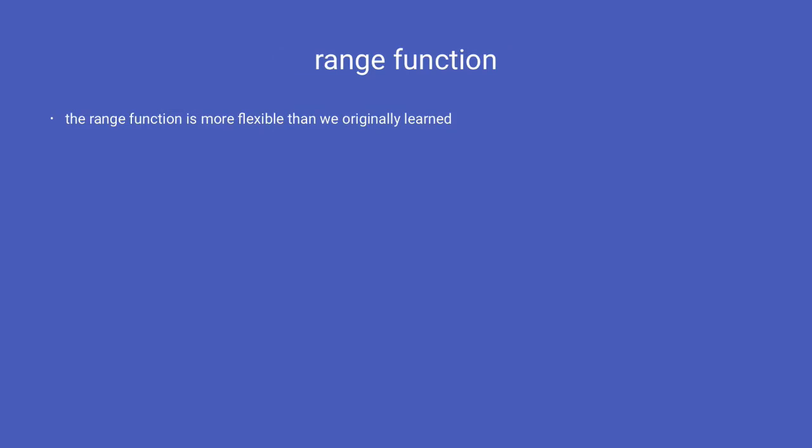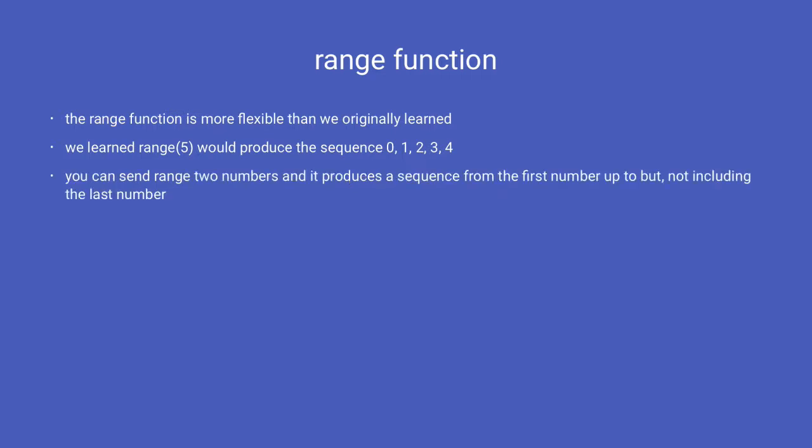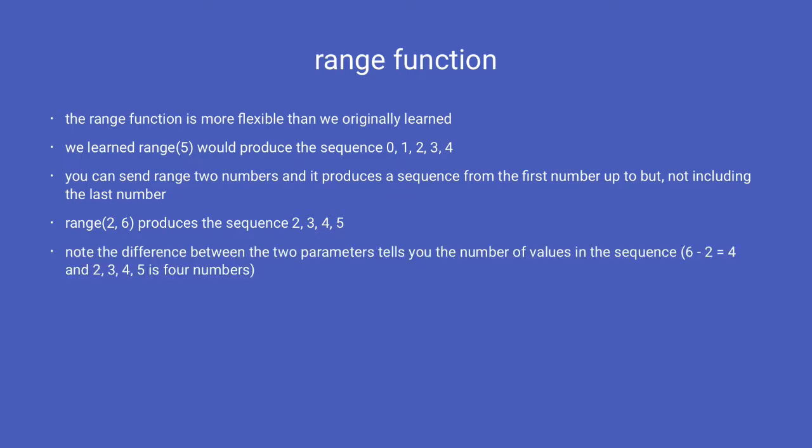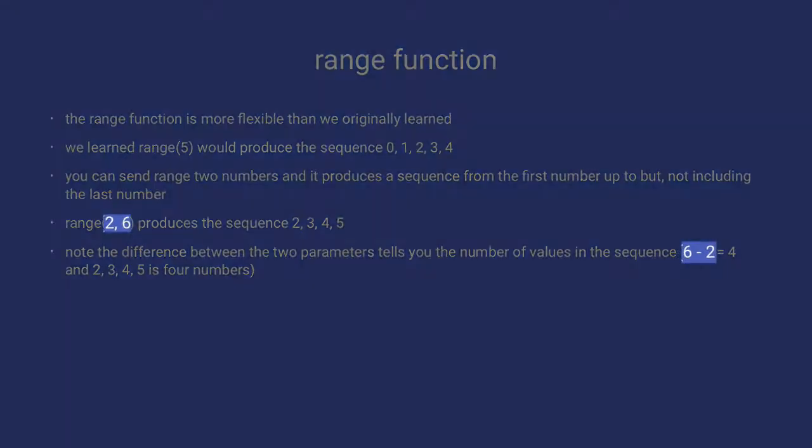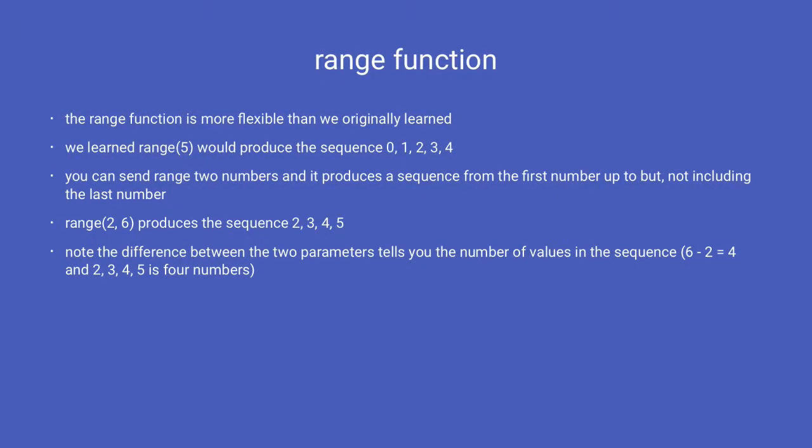The range function is more flexible than we originally learned. We learned range of 5 would produce the sequence 0, 1, 2, 3, 4. You can send range 2 numbers, and it produces a sequence from the first number up to but not including the last number. Range of 2, 6 produces the sequence 2, 3, 4, 5. Note the difference between the two parameters tells you the number of values in the sequence. So for example, 6 minus 2 is 4, and 2, 3, 4, 5 is 4 numbers.